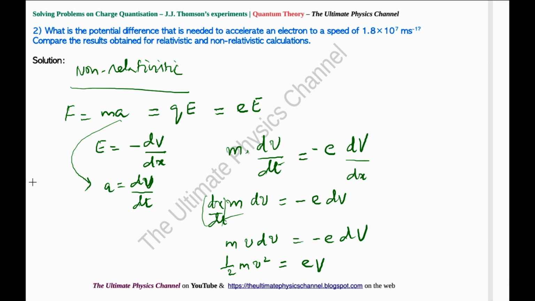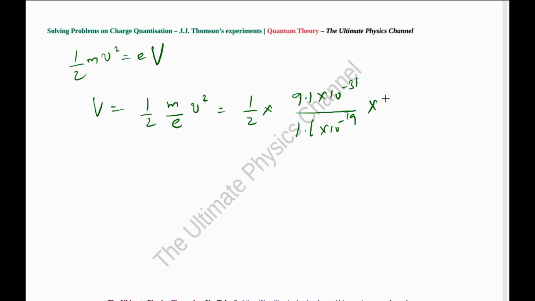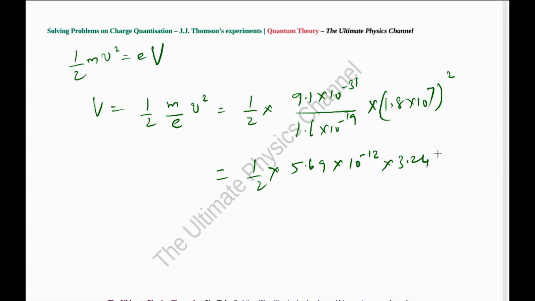1.8 times 10 power 7, right? So 1.8 times 10 power 7 meters per second. So if we simplify this whole thing, we get half times 5.69 times 10 power, these powers are adjusted to be minus 12. And then of course this v squared, right here we have to square this one up. So that would be 3.24 times 10 power 14. Again the powers of 10 are adjusted and this is simplified.